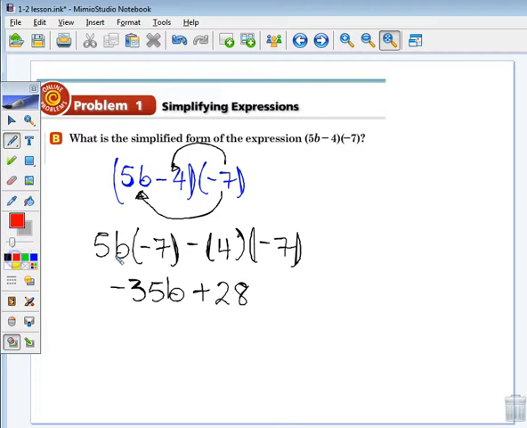Alright, be very careful with the symbol. This is negative 4. Alright, so you need to read this one as negative 4 times negative 7, which will be positive 28. And this right here will be the simplified version.